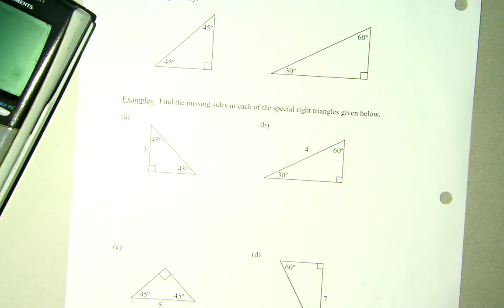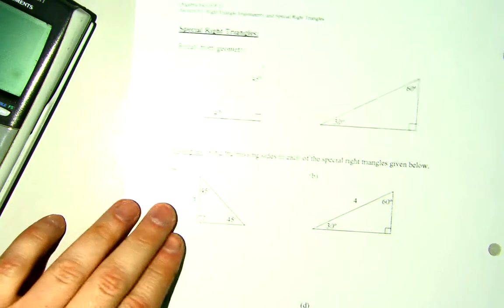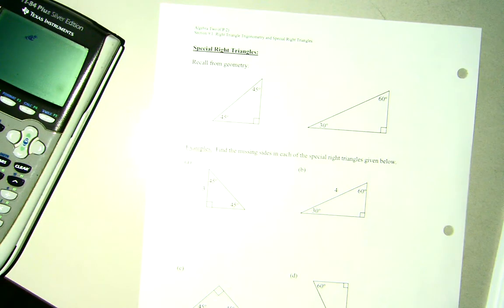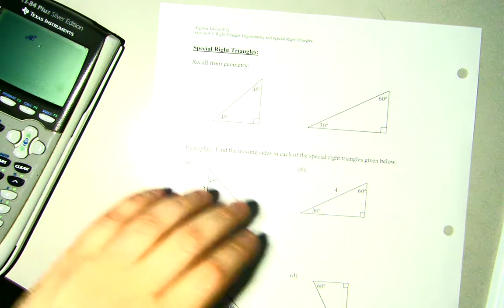Special right triangles. So where we're going with this is, we know how to solve right triangles now using trig, sine, cosine, tangent, and all that stuff. However, if we have triangles in two special forms, we don't need to use any sine, cosine, tangent things to find missing sides. We can just use some special rules from geometry. Here is how this works.